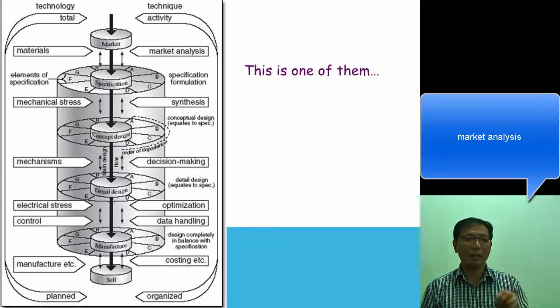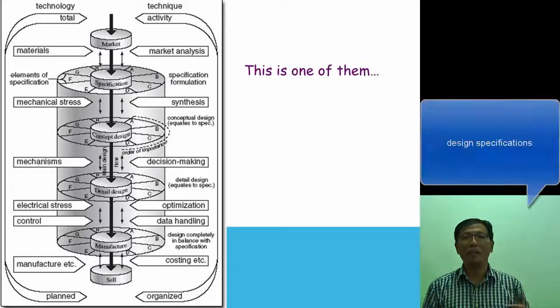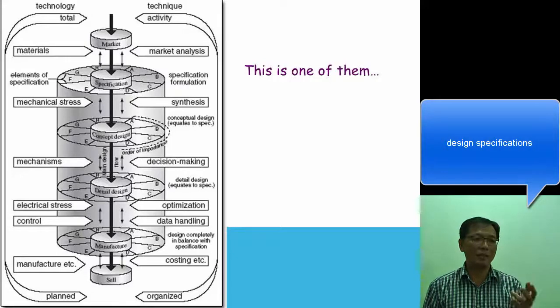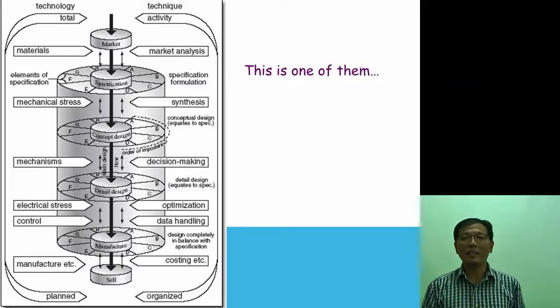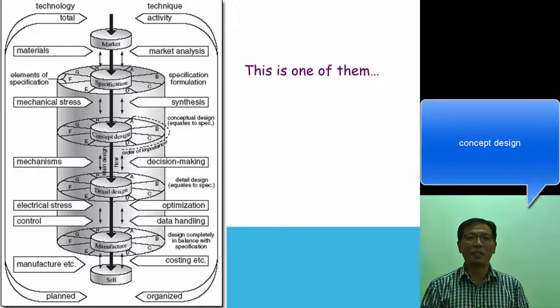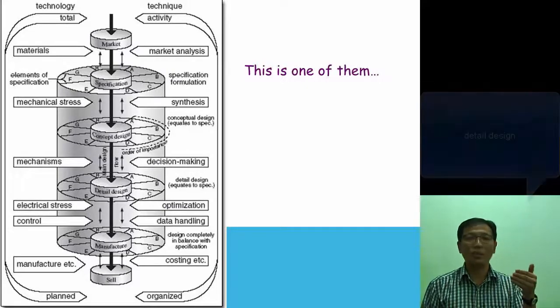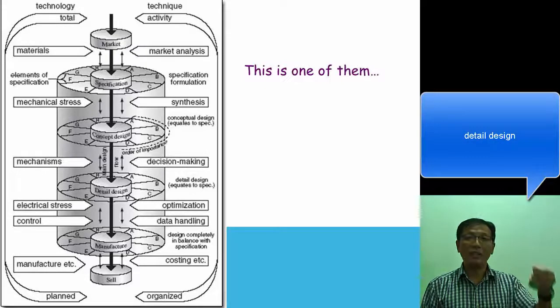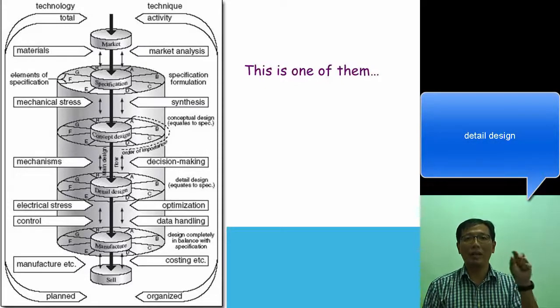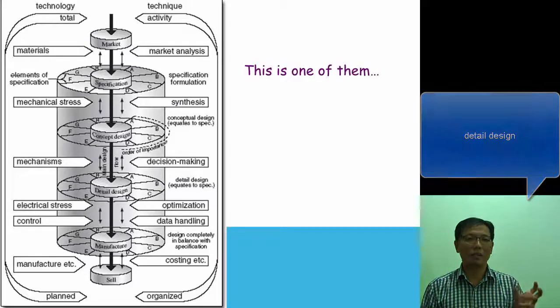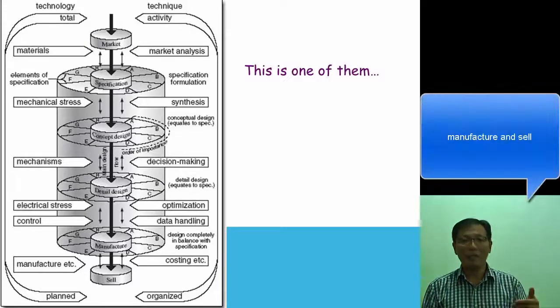You analyze the market, what is available, then you look at what specifications you want in your particular design. Right, you synthesize your ideas, you generate some ideas, you generate some concepts. After that, you need to make some decision: which design is the best. Then you develop it into details, like how things are going to come together, and then finally you manufacture it, and after that you sell the item.